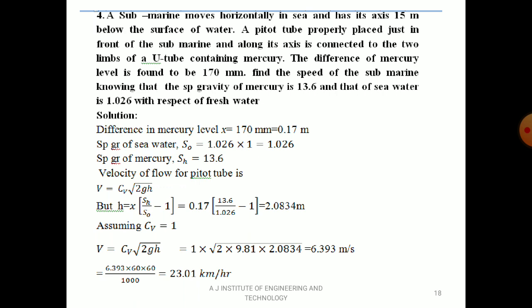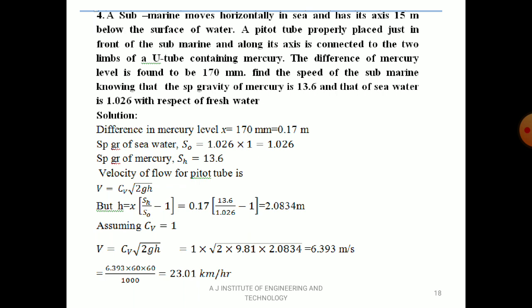Velocity of flow for pitot tube is given by capital letter V equal to CV into square root of 2gh. But small letter h equal to x into SH divided by SO minus 1, because the specific gravity of mercury is greater than the specific gravity of the flowing fluid, that is seawater. So SH divided by SO minus 1, that is equal to 0.17 into 13.6 divided by 1.026 minus 1. That is equal to 2.0834 meter.